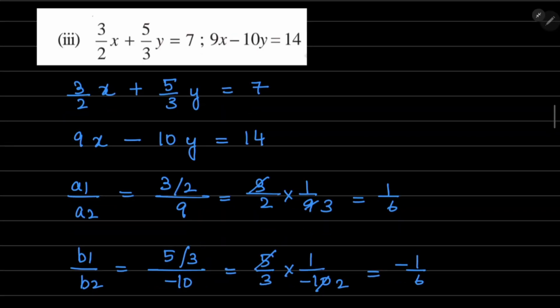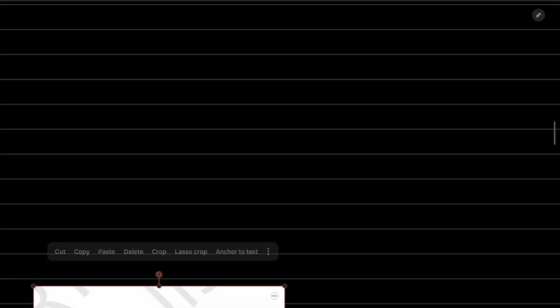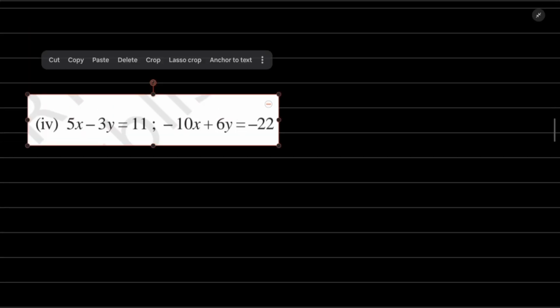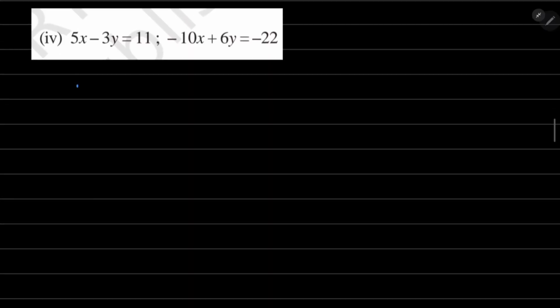That's all. So this is your third question. Just take the ratios and identify if the system is consistent or not consistent. Now the next question. I think you have one more, right? So the fourth question is nothing but similar. You have to do it the same way. So let's do it. 5x minus 3y equal to 11, minus 10x plus 6y equal to minus 22.